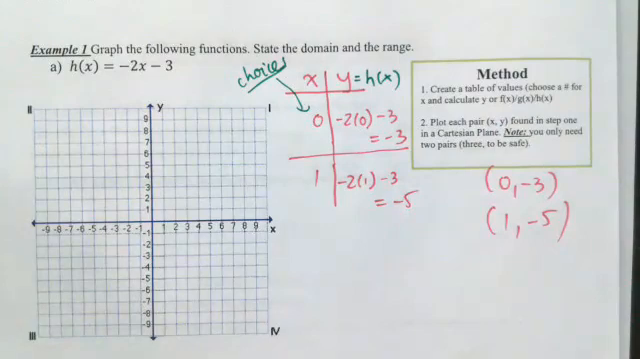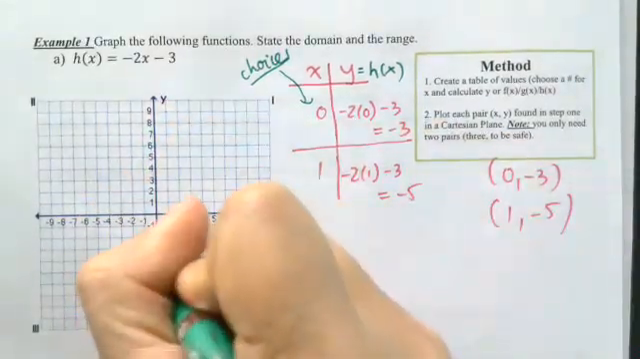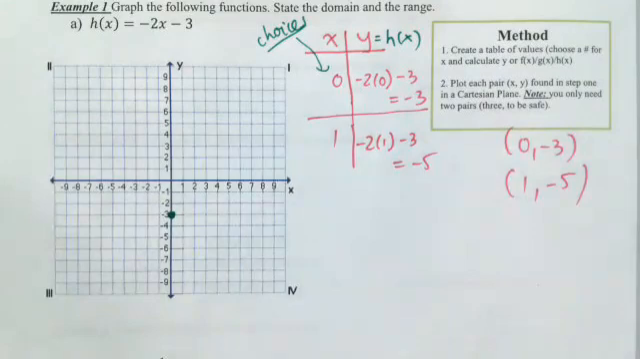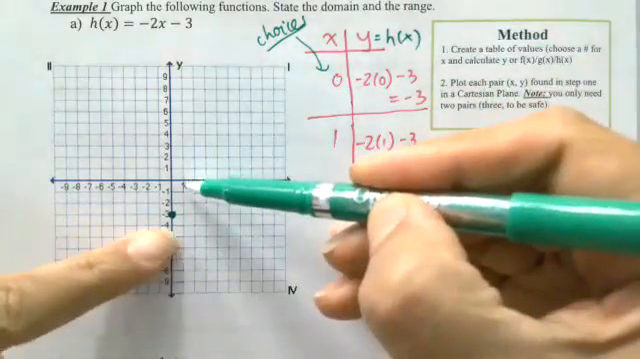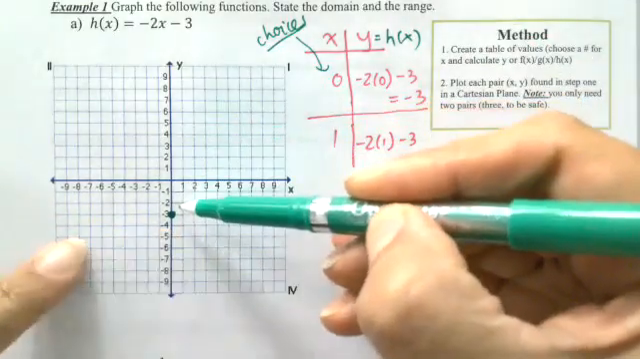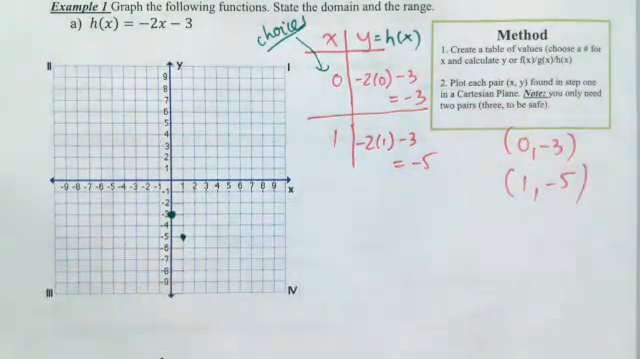The point 0, negative 3 is a special point. It's going to land on the y-axis. So we call this point the y-intercept. It's going to be right there. The other point, 1, negative 5, it's going to be at the crossover of a vertical and horizontal line through those imaginary lines. So for example, you think about 1 here, negative 5, through 1 a vertical line, through negative 5 a horizontal line. And where they meet at the corner, that's where your point is.